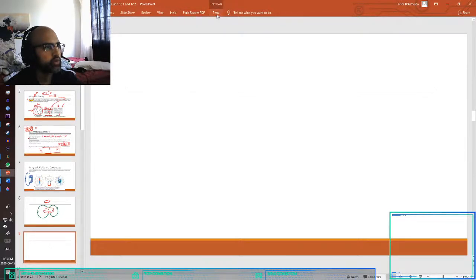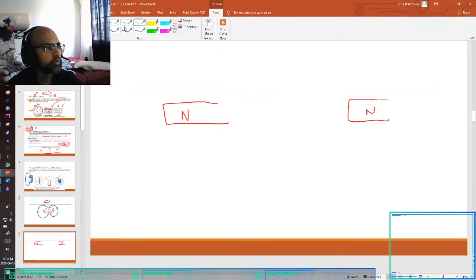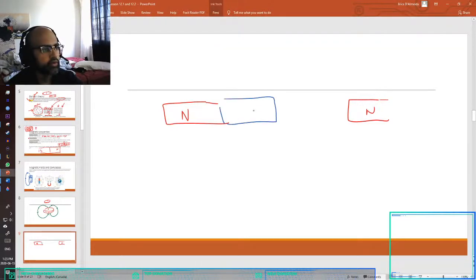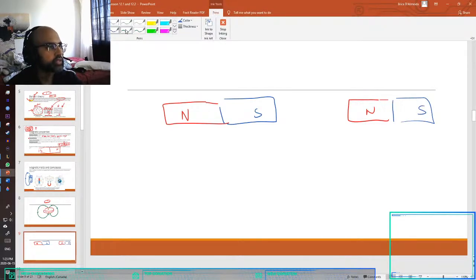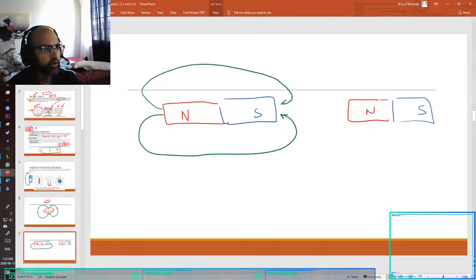Okay, so pens. Let's do it in the same colors. We have north as red, and we'll put the other north pole here as well, north. And then we'll do blue for south. South. South. Okay. All right. So let's draw the magnetic field lines for both of these. Like we said, it comes from the north, goes to the south. From the north, goes to the south.